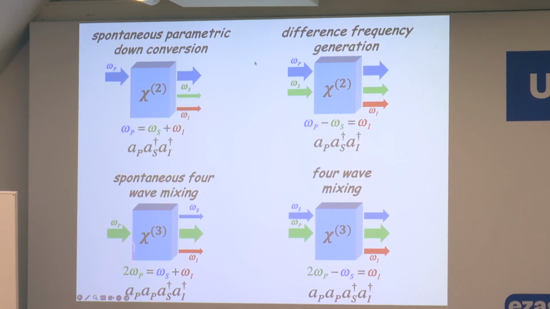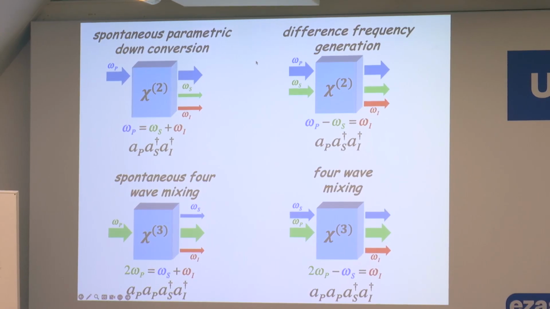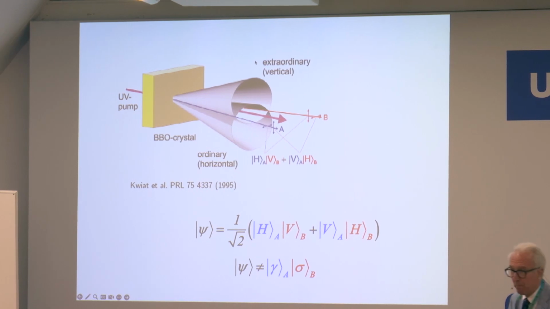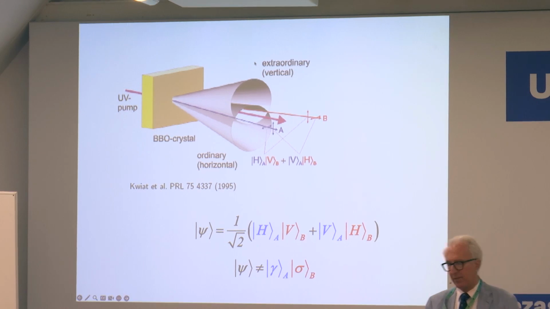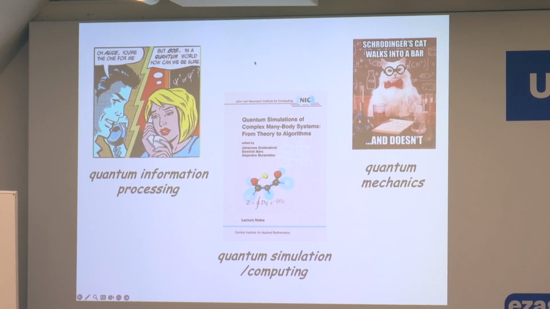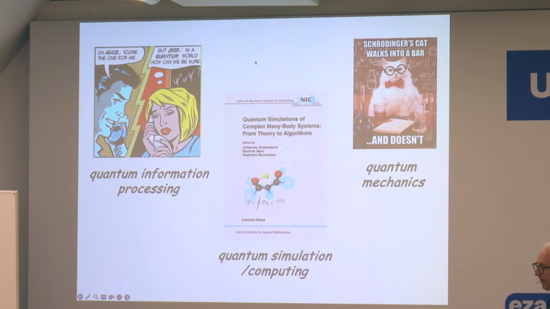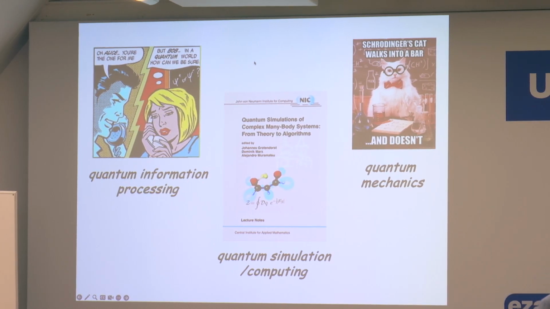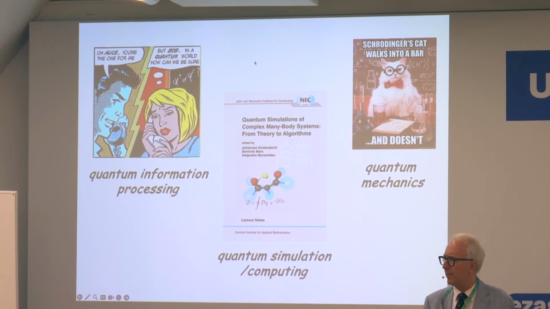The photons generated in the spontaneous process are entangled. Okay? And if you pump very hard, you get a form of light that consists of many entangled pairs. It's called squeezed light, that I'm not going to talk about, but it's very important in quantum optics. And one's interested in this for all kinds of reasons: quantum information processing, quantum simulation and computing, and fundamental tests of quantum mechanics.